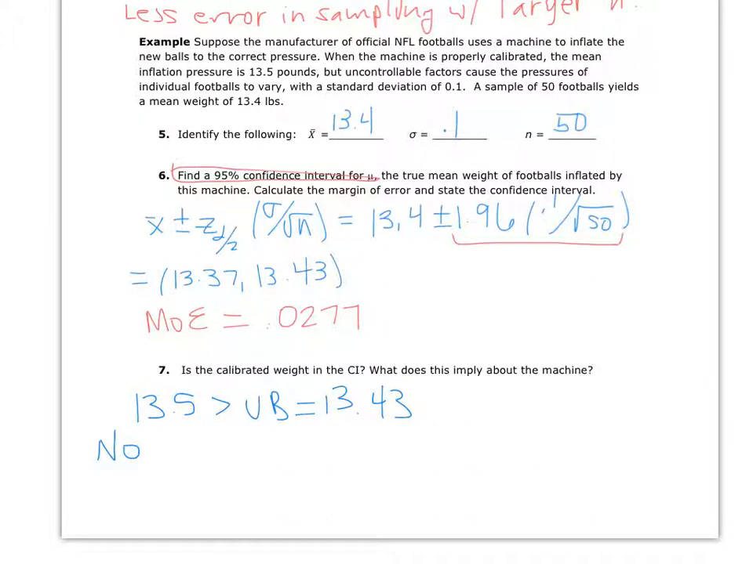And what would we say it implies about the machine? Well, it's going to need to be recalibrated. There's something off such that the footballs are being inflated to a lesser amount than they should be. So we need to recalibrate the machine.